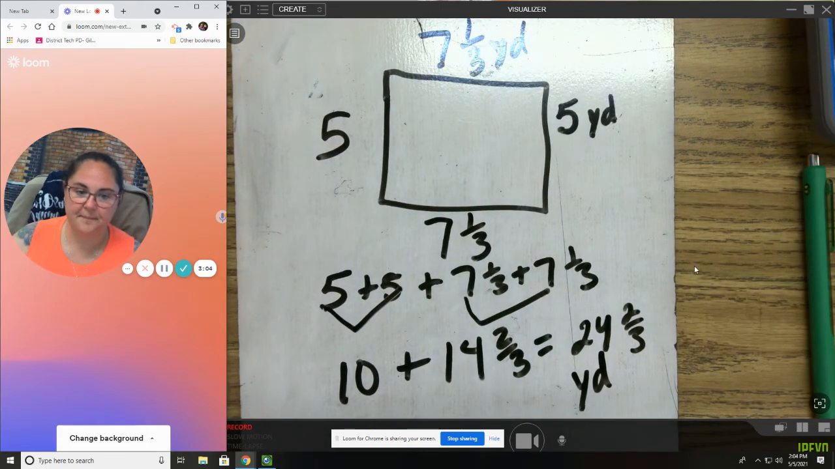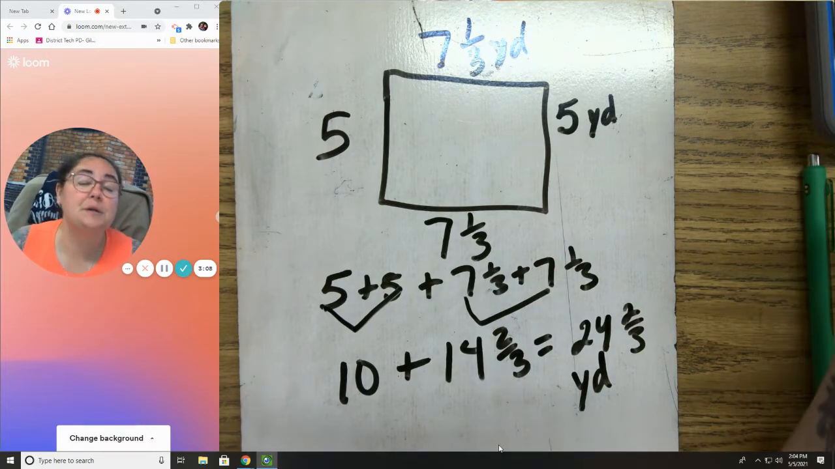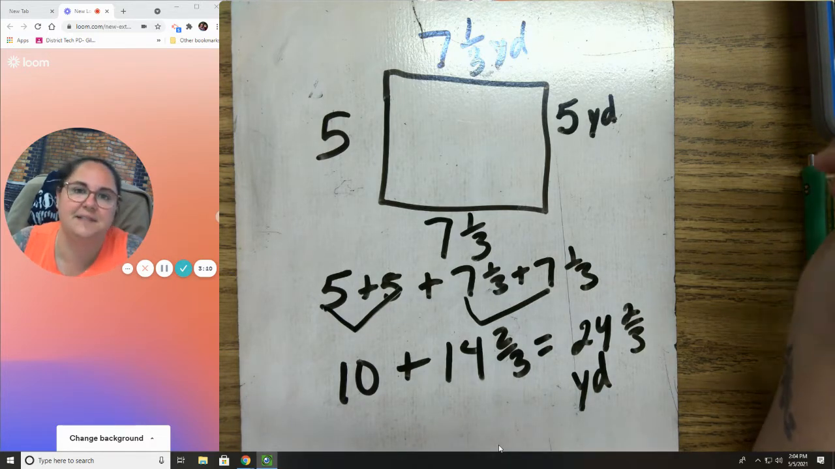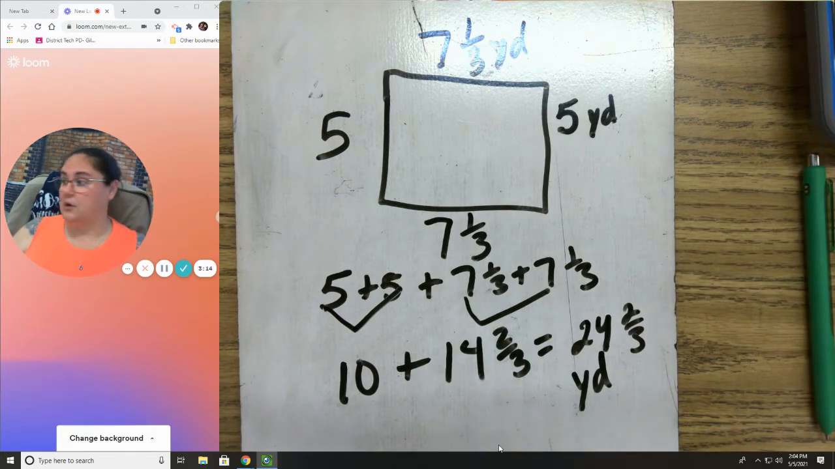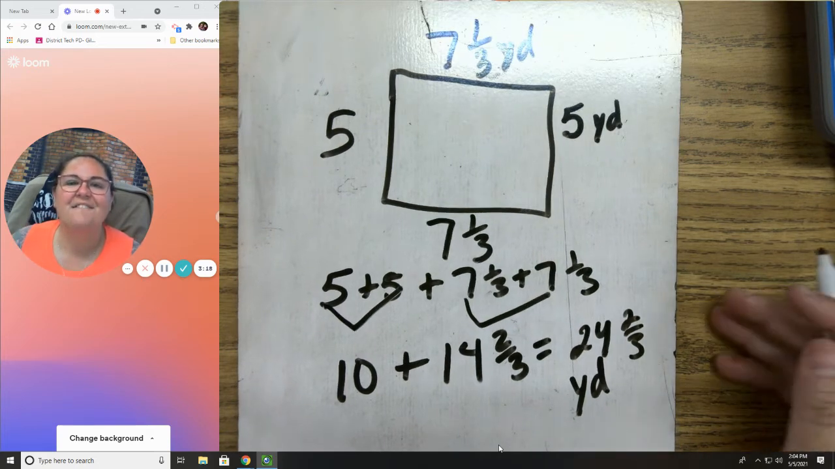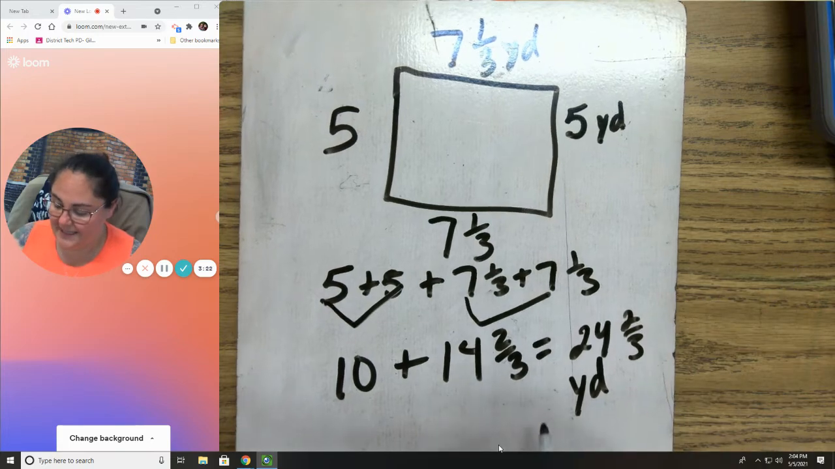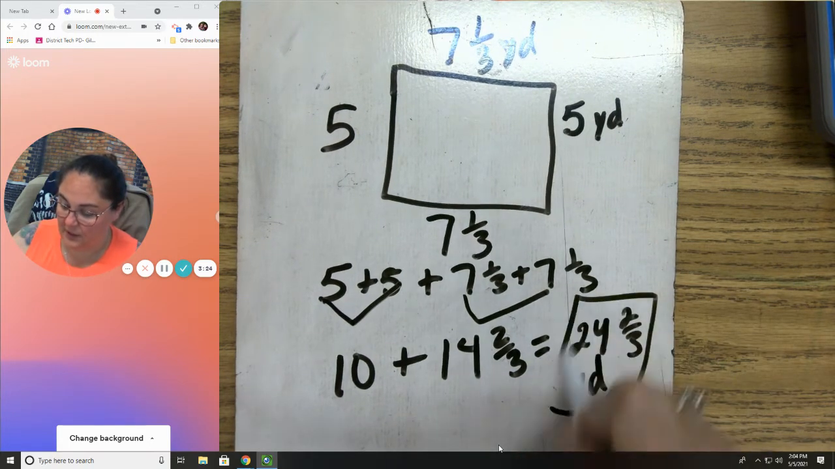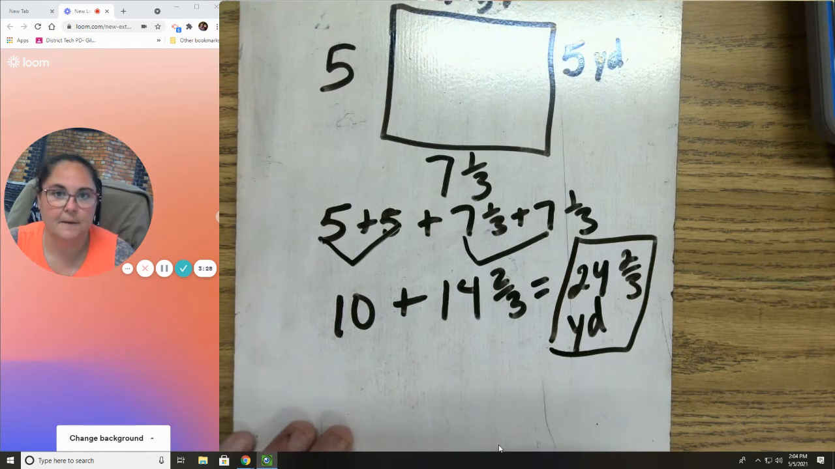Here's the problem. If I go to Menards and I say, I need 24 2/3 yards, they're going to look at me like I'm nuts. When they sell their fencing in this specific Menards or Lowe's or wherever I want to go, they sell it by feet. So this is my perimeter in yards. Now I need to figure out how many feet that is.